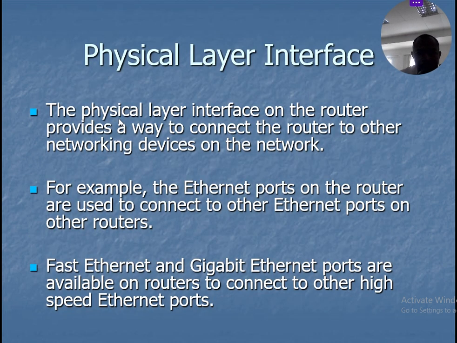Now let's talk about the physical layer. The physical layer interface on the router provides a way to connect the routers to other networking devices on the network. It could be to connect the router to another router or router to switches. For example, the Ethernet ports on the router are used to connect to Ethernet ports on other routers or to other switches. The fast Ethernet and the gigabit Ethernet ports are available on routers to connect to other high-speed Ethernet ports.